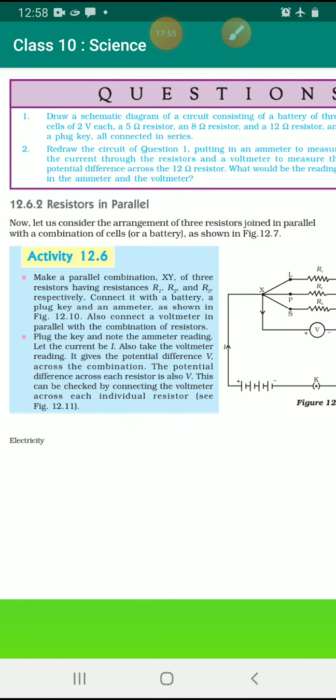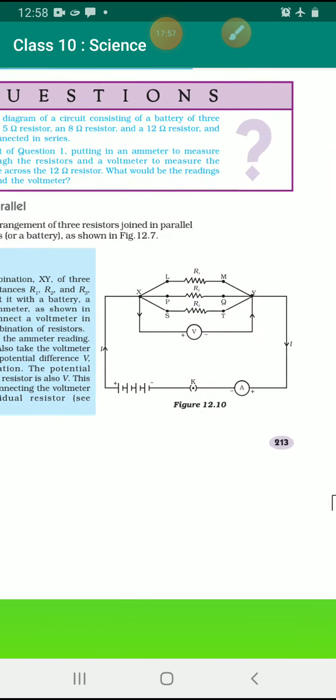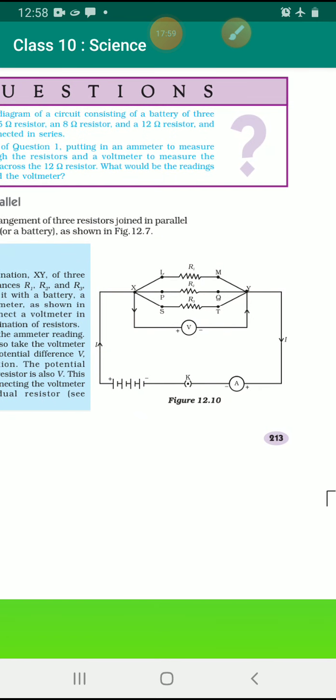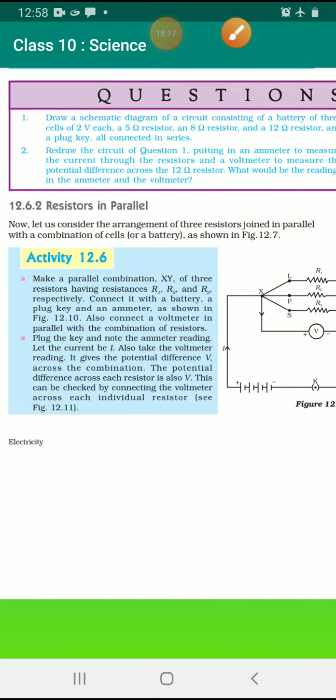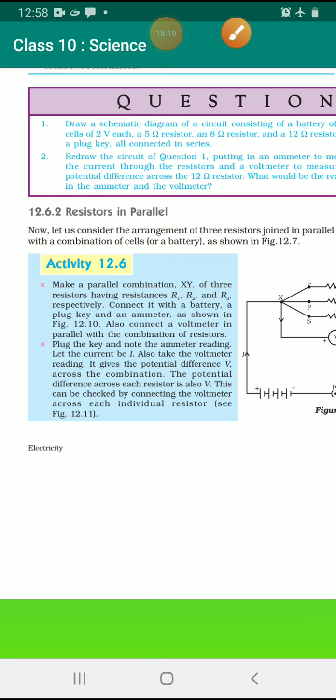Look here, make a parallel combination of XY. We have made a parallel combination here: r1, r2 and r3. All three resistors are connected in parallel. So for this, how can we deduce the formula? For this, there is a different formula. Don't get confused. Let's try to understand this formula.